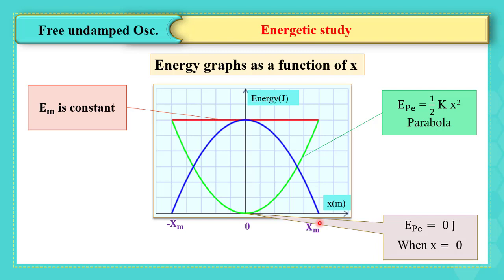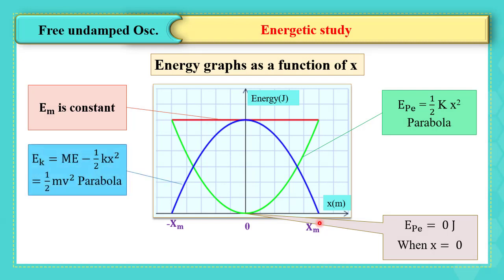The kinetic energy is the mechanical energy minus the elastic potential energy. Then it is of the form of x squared and it is a parabola. We mentioned before that at the extreme positions, the kinetic energy is 0. Then it corresponds to the blue curve.